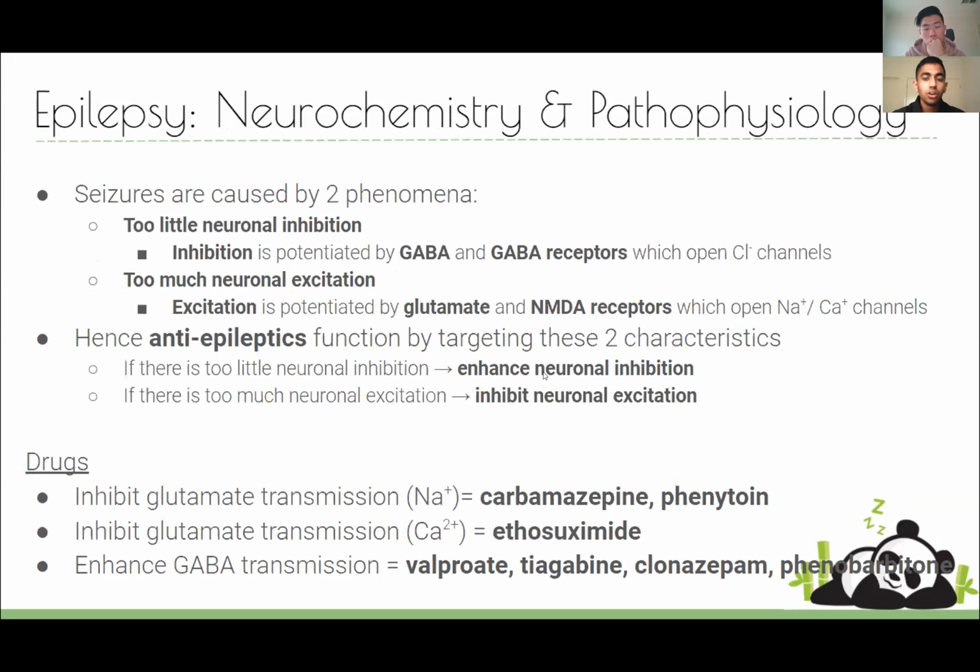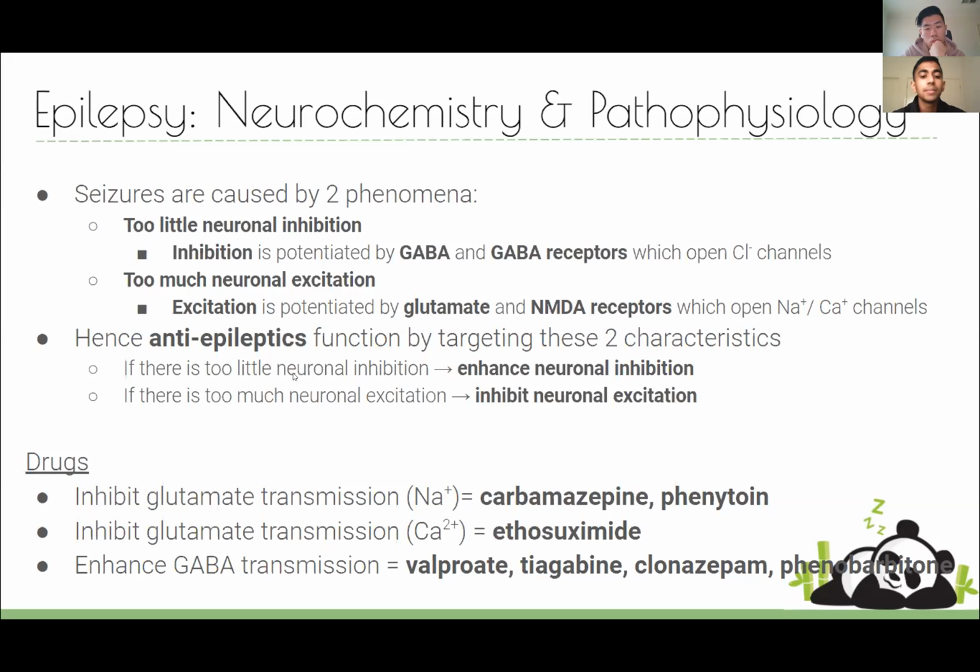All right, so neurochemistry and pathophysiology of how things are working. There are two things that are causing all this abnormal firing in seizures. Either we have too little inhibition or we have too much excitation. Inhibition is mainly mediated by GABA neurotransmitters and GABA receptors. If we have too little of that, we're going to get too much excitation and we're going to get seizures. If we have too much excitation, which is mediated through glutamate and NMDA receptors, we're going to get seizures as well.